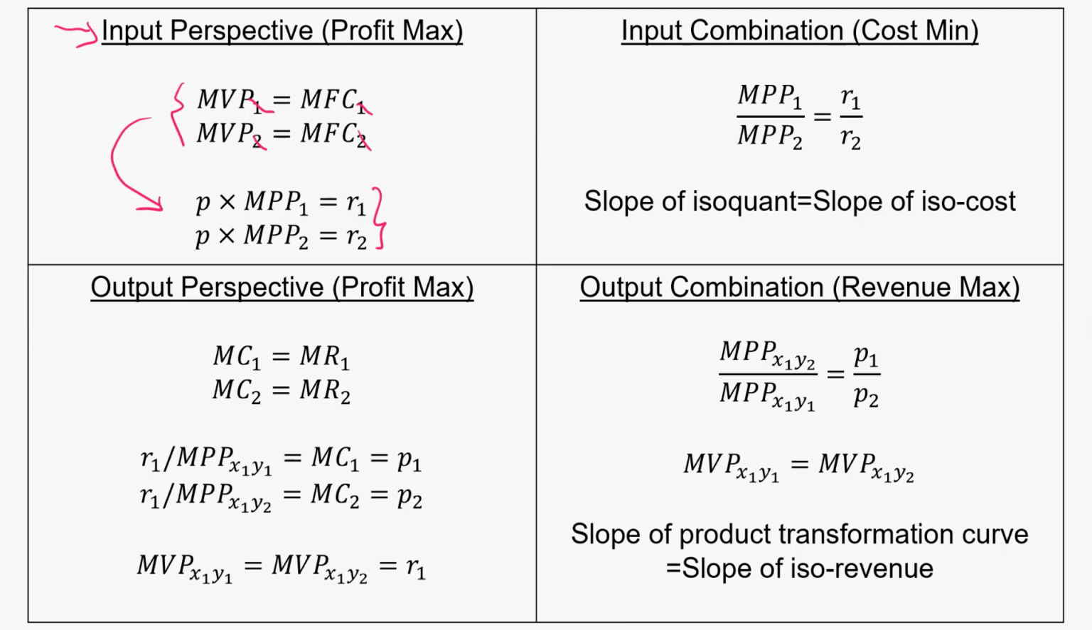And from the output perspective, it is also similar to the input case. If there are two outputs, then the condition is that the MC and MR for each of the outputs are equal. And if we only have one output, then again, we don't have the subscript anymore. The optimality condition is MC equals MR.